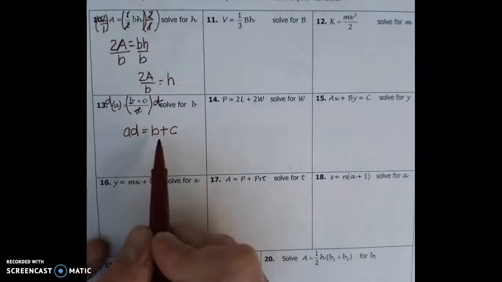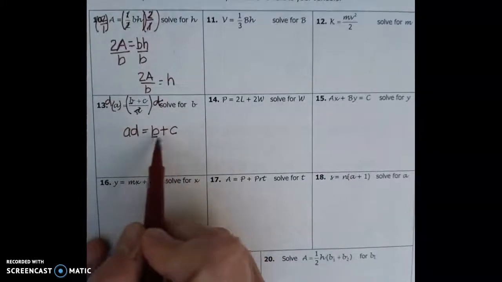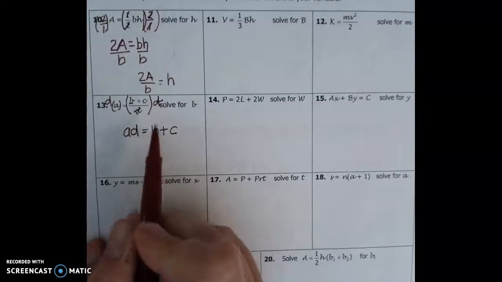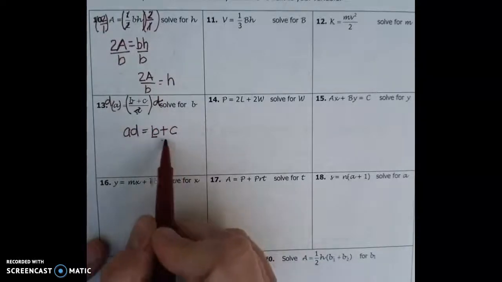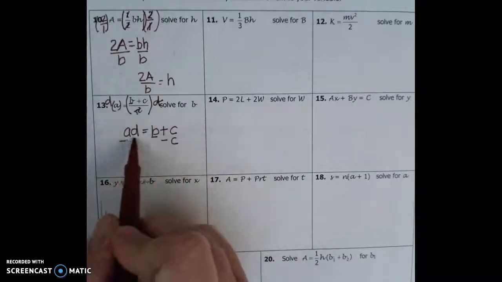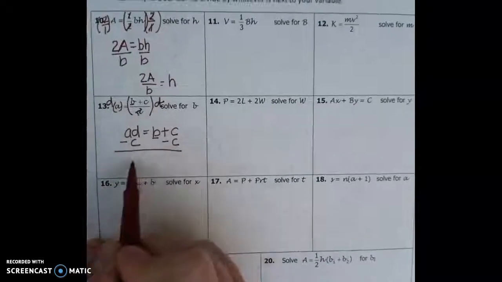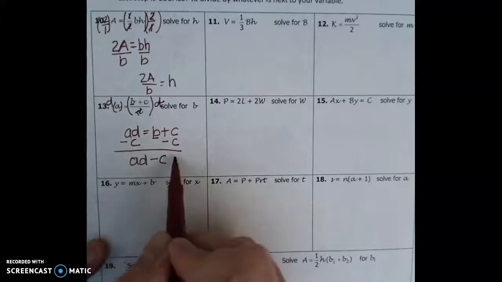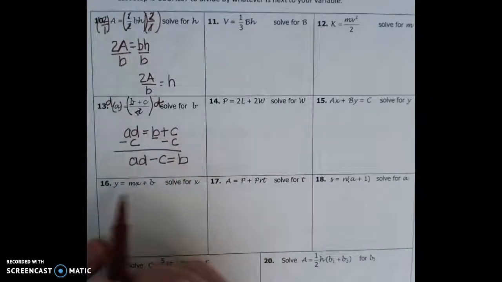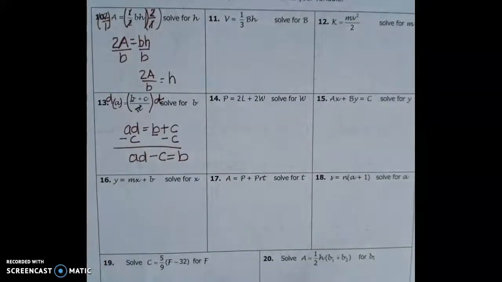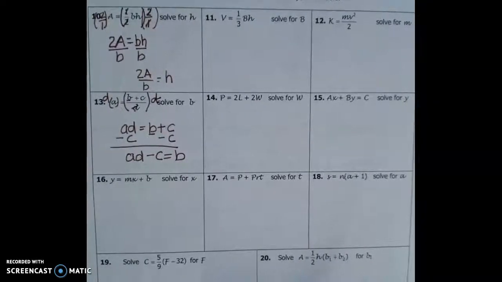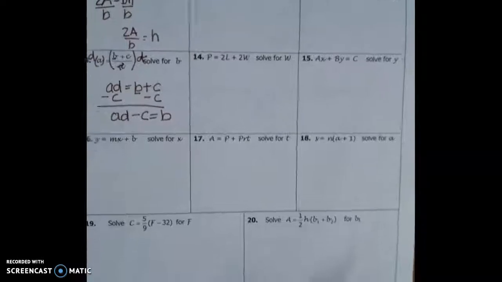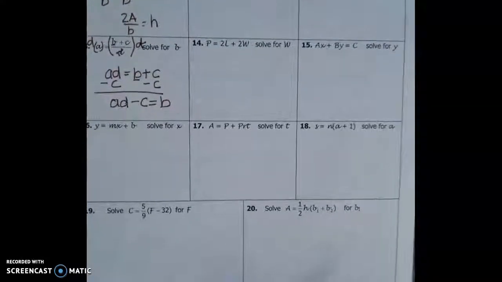Now we have a binomial. Here's your b that's part of a binomial. Now you have to add or subtract first, which is going to subtract the c off. And we have ad minus c equals b. All right. Try to hit some of the different kinds here so we can see.